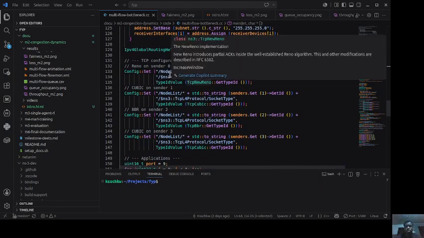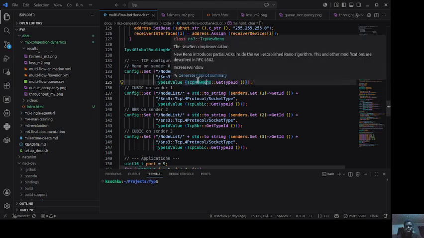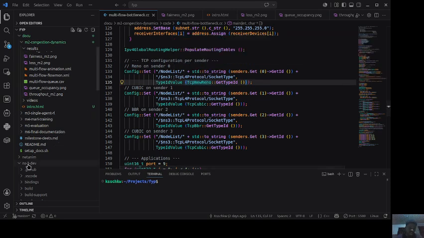This one is TCP New Reno. Hold on, I'm using ns-3, network simulator 3. So here I'm using the Reno algorithm, I'm using CUBIC, here I'm using BBR, and here I'm using CUBIC again.